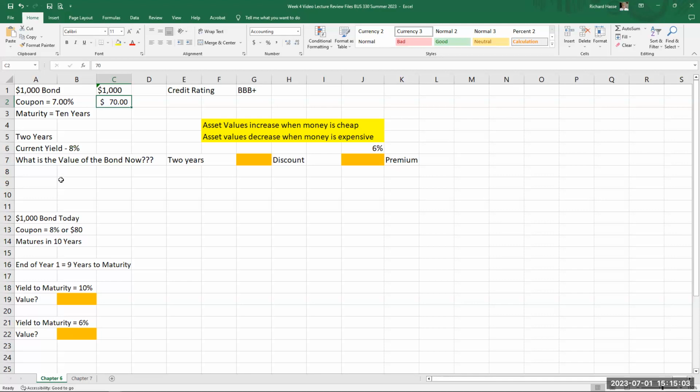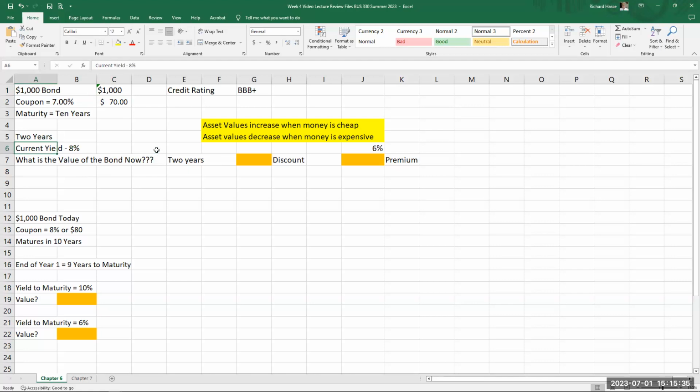Let's say after 2 years, I want to sell this 10-year bond, paying me $70 a year. I want to sell it at the end of 2 years. So you can go into the market and sell the bond, but interest changes. And let's say the current yield of this bond, even though the coupon is 7%, if this company would issue this debt today, 2 years later, they would have to pay a yield of 8%. In other words, the cost of money has increased.